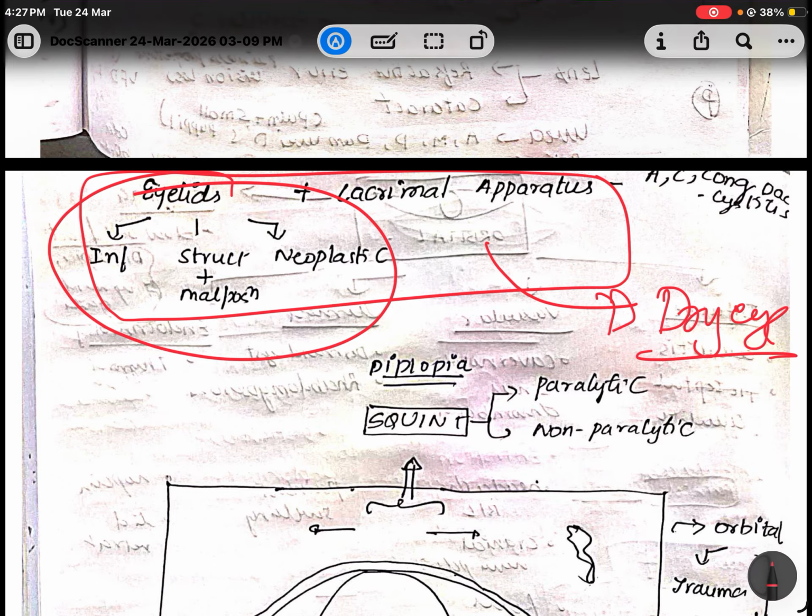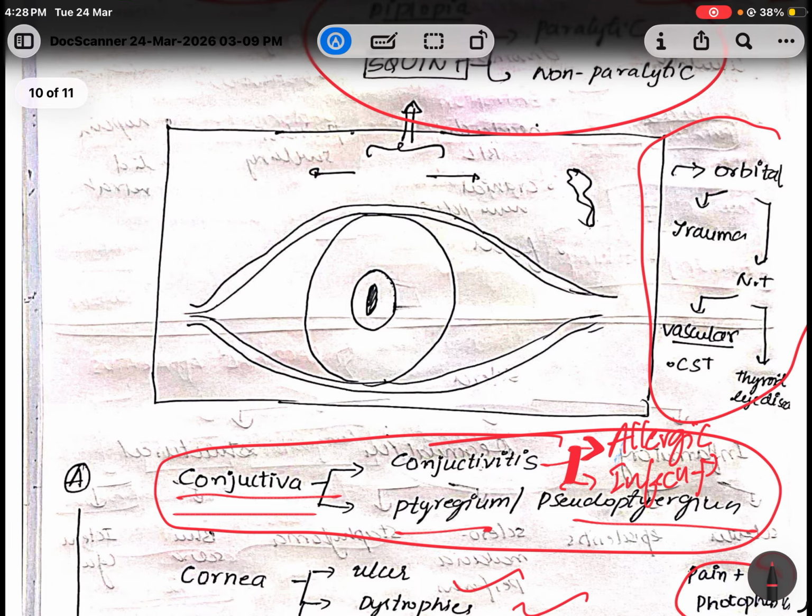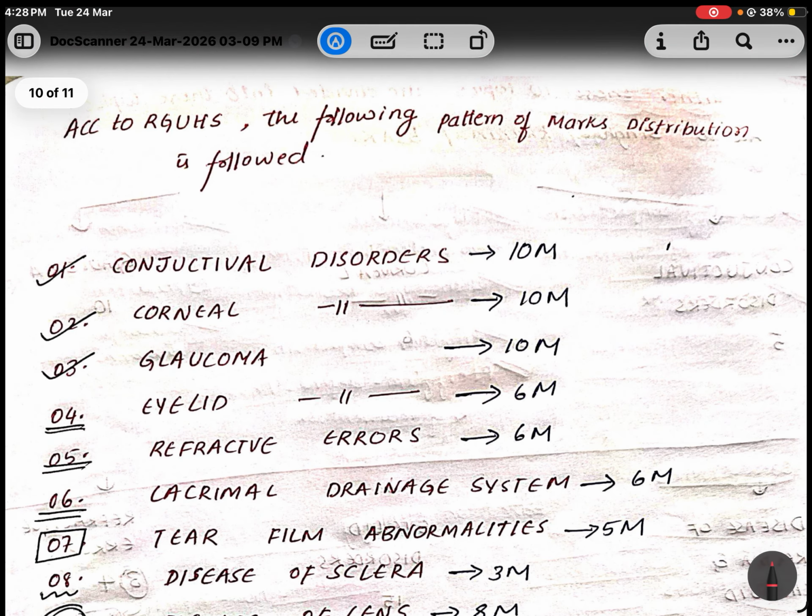One more important thing is diplopia. If you see diplopia, it is most likely to be a squint. Then the orbit, which consists of the whole box with the eyeball. You might have traumatic or non-traumatic causes, and these are the overall causes. This is the overall mind map which you need to have.